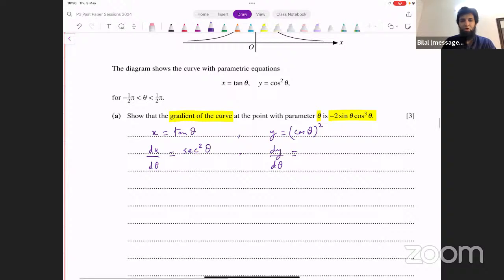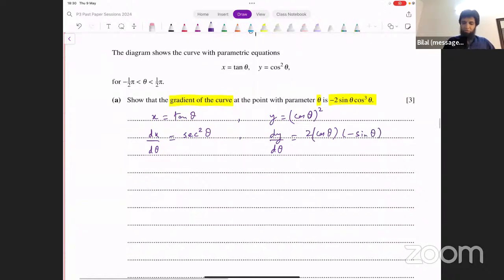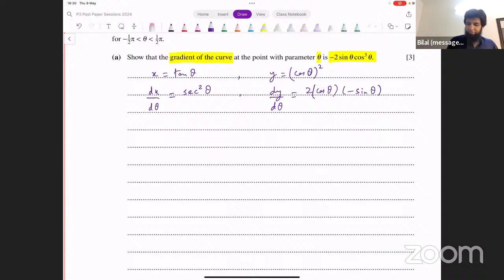Dx over d theta, dy over d theta. What's the derivative of cos square theta? It's the power function. Use the power rule of differentiation: multiply by the power, subtract 1 from the power, it becomes cos theta, multiply by the derivative of the base of the power. What's the derivative of cos? It's minus sine. So you've got minus sine theta here. And now you find dy over dx. This simplifies to minus 2 sine theta into cos of theta.